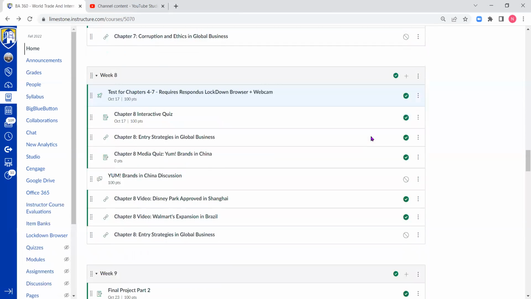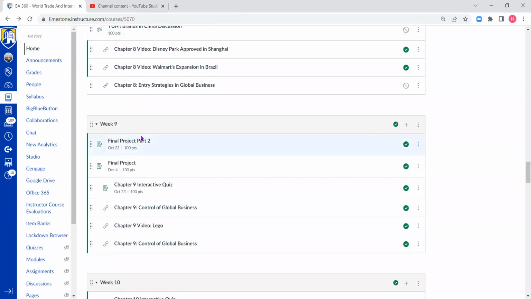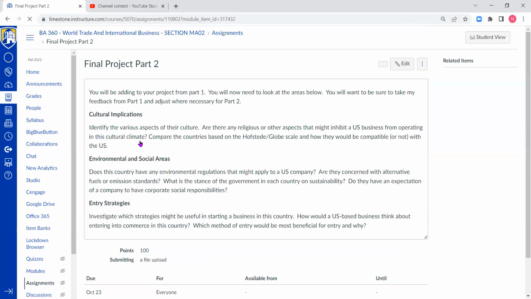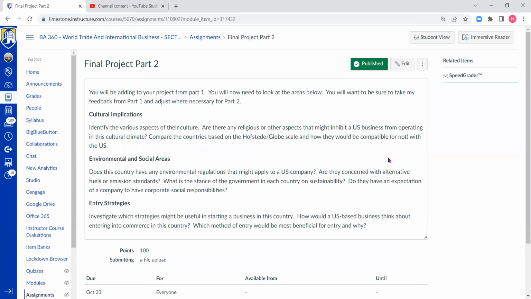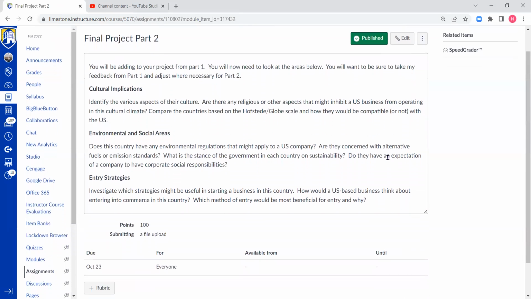Also, you'll see part 2 is coming up right after the midterm. And part 2 is a continuation of part 1. So you've got your history in part 1, your political and economic systems, and then my feedback. And I'll be looking for you to incorporate my feedback into part 2. Then in part 2, we start to concentrate on cultural implications, environmental and social areas, and entrance strategies. Those are all things that we're going to be talking about in great depth over the next couple of weeks.